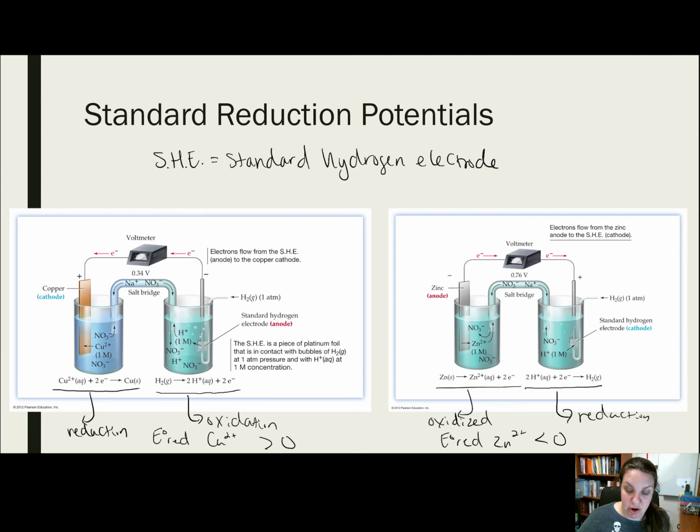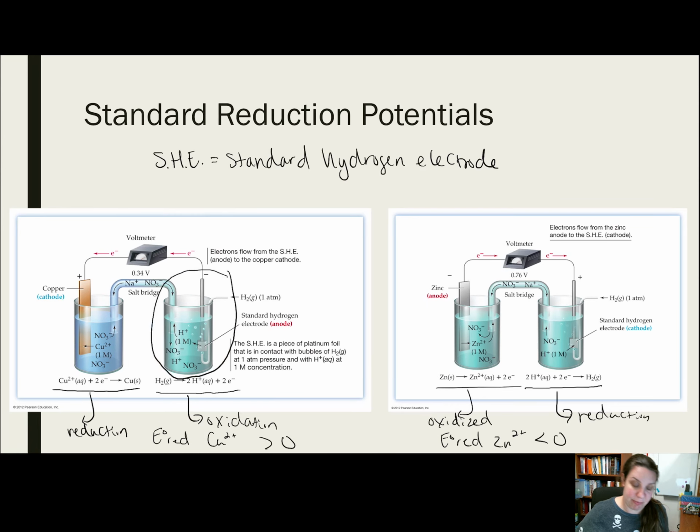So we compare either one of these, and this electrode will be the same either way. You're going to bubble in hydrogen gas, and either you're going to be going from hydrogen gas to H plus, or you're going to be going from H plus to hydrogen gas. One of the two. And then that will determine whether you have a reduction potential higher or lower than that 0 point. So let's look at both of those examples that I just showed.